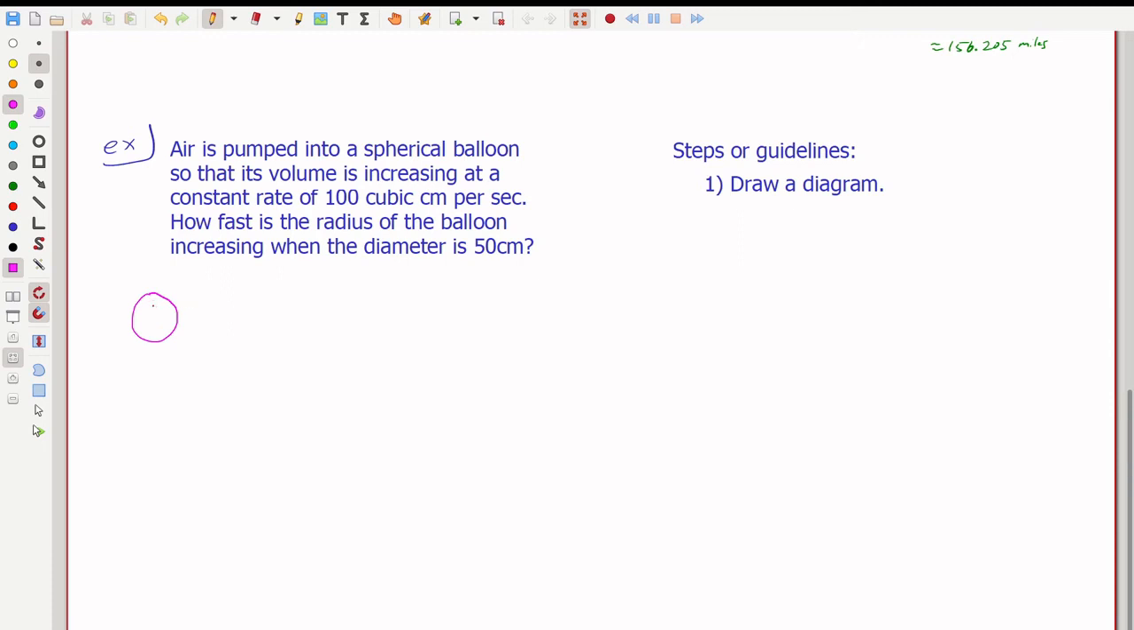We can maybe do something like that, put a little shiny spot on it. Maybe that looks like a sphere then, but I don't really think so. So when I draw a sphere on a page, it looks exactly like a circle, and we're just going to have to live with that and imagine the third dimension. Okay, the next step is going to be assign variables.